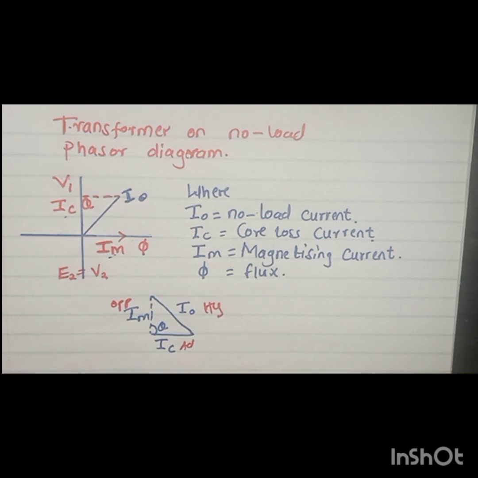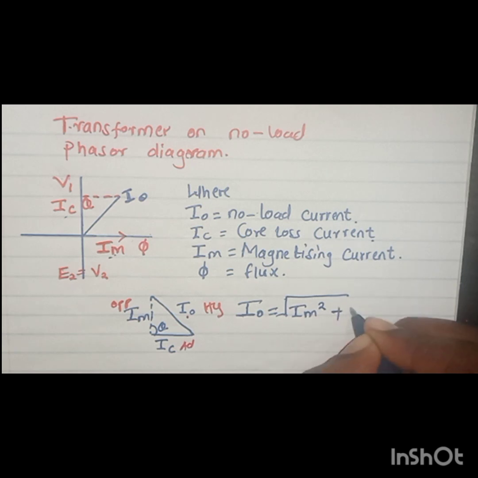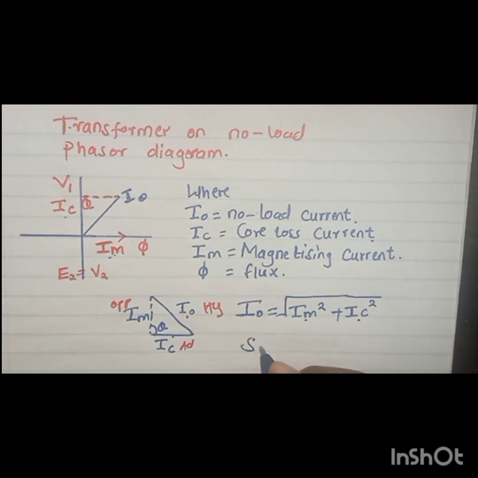As you can see from the Pythagoras theorem, I can get I naught, because I naught will be equal to the square root of IM squared plus IC squared. That is from the Pythagoras theorem. Then from there, we can get IM and IC. But now you can use SOHCAHTOA. You can use the SOHCAHTOA term to get IM and IC.